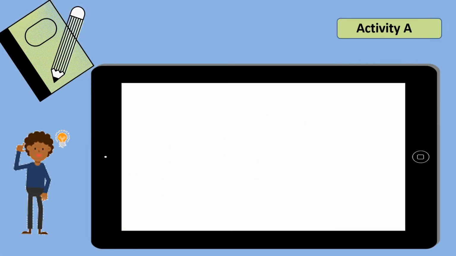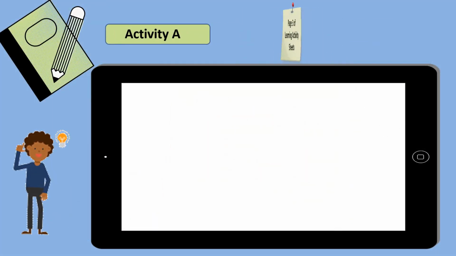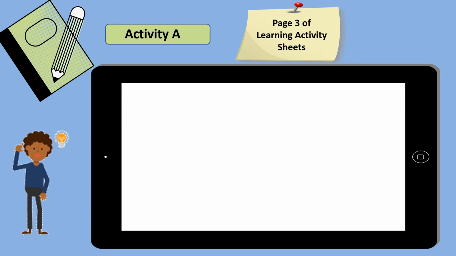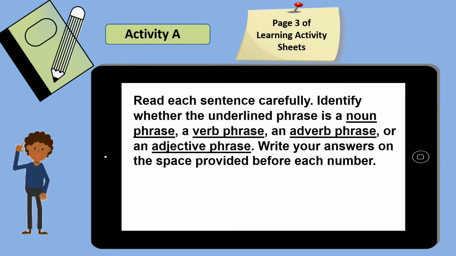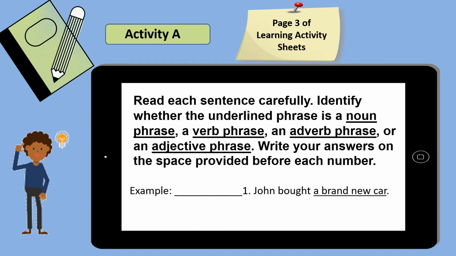For Activity A that can be found on page 3 of your learning activity sheets, you have to read each sentence carefully. Identify whether the underlined phrase is a noun phrase, a verb phrase, an adverb phrase, or an adjective phrase. Write your answers on the space provided before each number on your learning activity sheets. For example, John bought a brand new car. The underlined phrase here is a noun phrase.